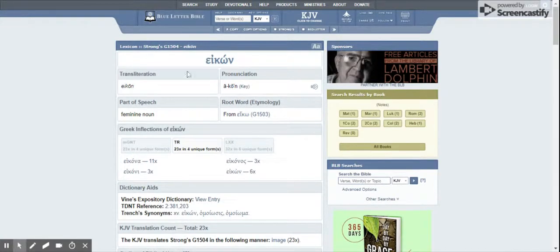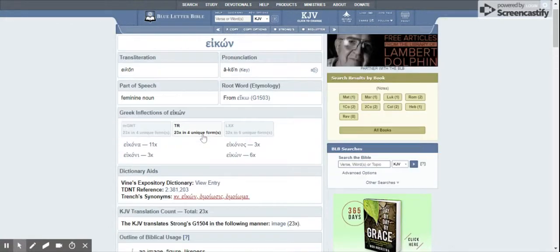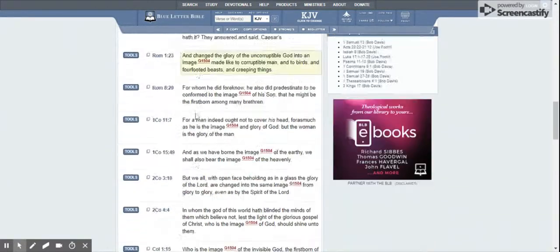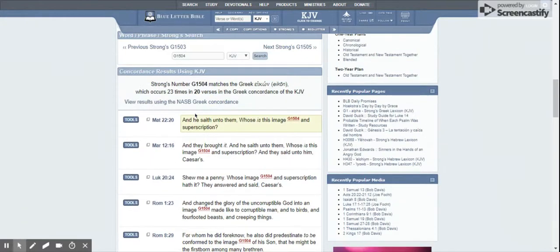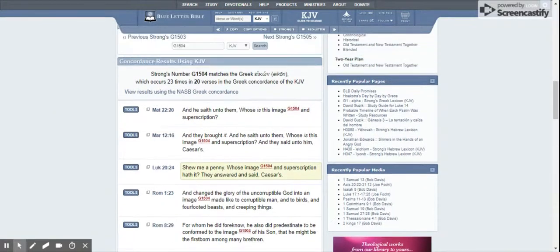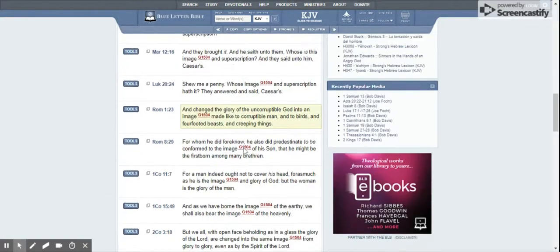This is the page that it'll bring you to, and it just gives you a whole bunch of information about ikon, or not really random, but important information. So the first thing that you can do is you can come down here, and this is a concordance. A concordance shows you all of the places where a word is used here in the New Testament.